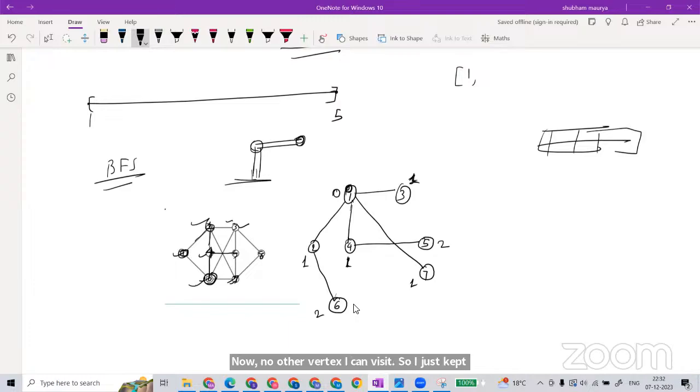Now which vertex should I start exploring? I need to explore 6 or 5 or another, which vertex will do the exploration? 5, sir. Why 5? That's why I am making the level. No, this has level 2, but we have to first finish level 1, then we will reach level 2, right?